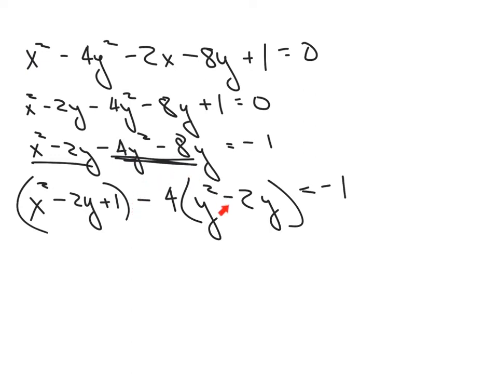Negative 4 times negative 2y is positive 8y. That's different than I have here. So something's awry here, and that thing is that needs to be a plus sign. So even though it was a negative here, in order to get this to be a negative 8 here, we had to do a negative times a positive.